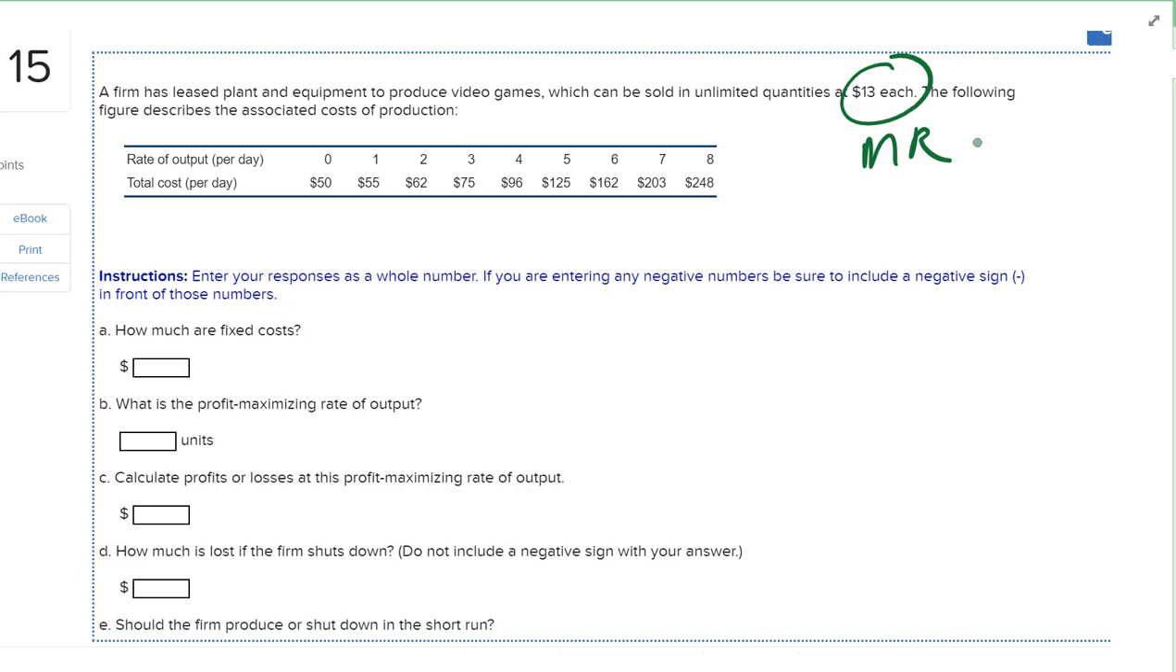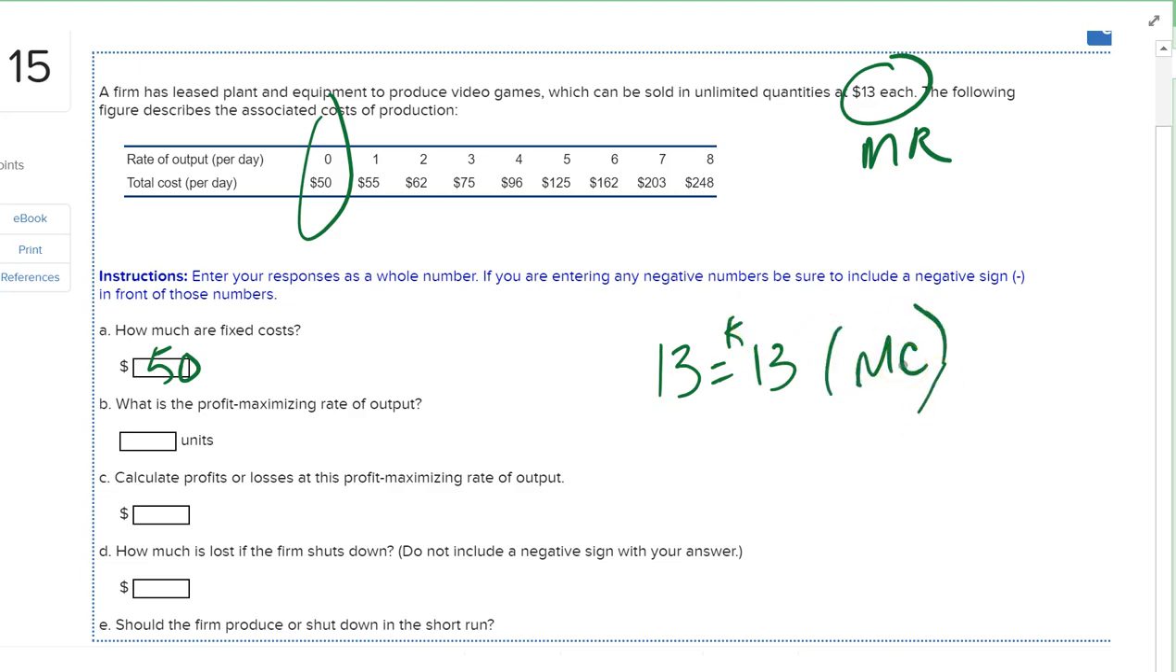You've got your rate of output here on the top row, your total cost per day, and we can see fixed costs are pretty easy to identify. If I produce 0 and it still costs me $50 in total cost, that means my fixed cost must be 50. The profit maximizing rate of output is MR equals MC, so it's wherever marginal costs are $13. And you're going to do your calculations. Marginal cost is going to be change in total cost divided by the change in output, which in this case is simple because it's always 1. And so you can find your profit maximizing rate of output pretty easily.